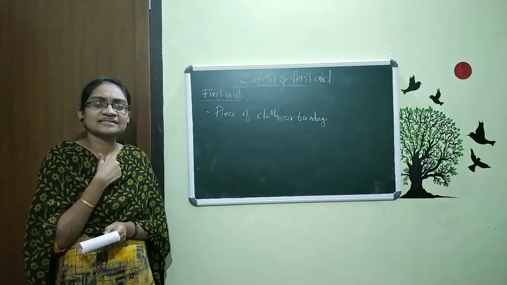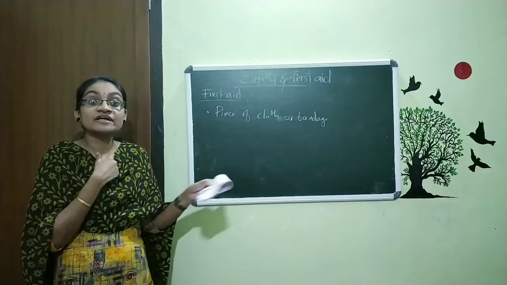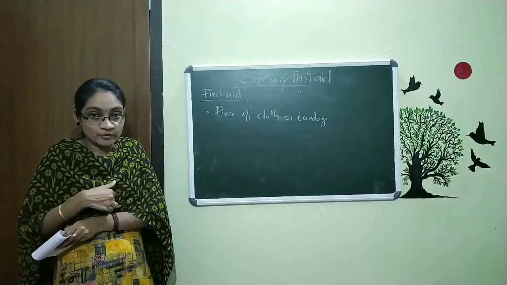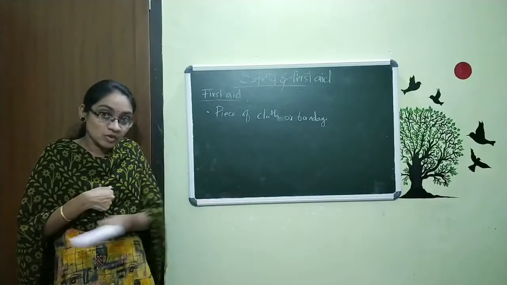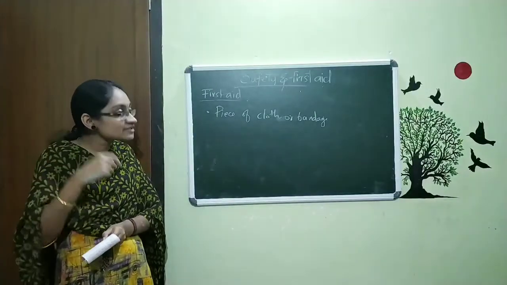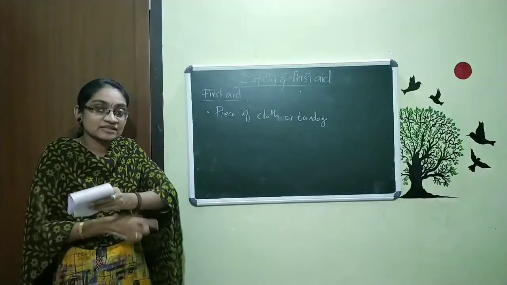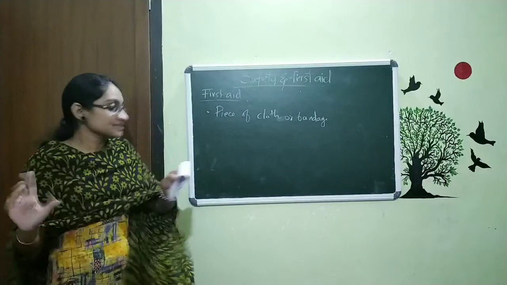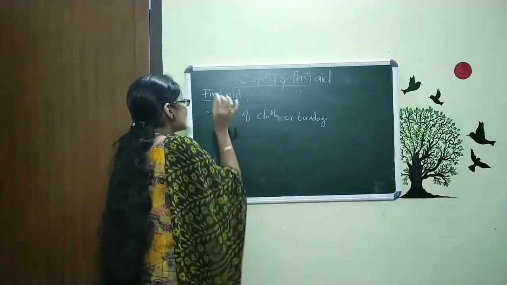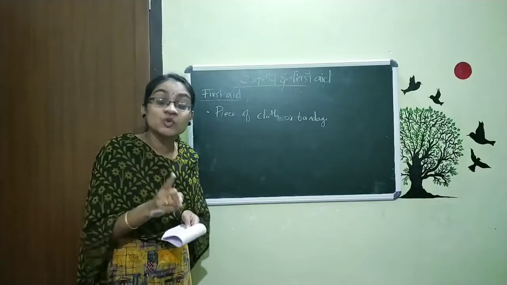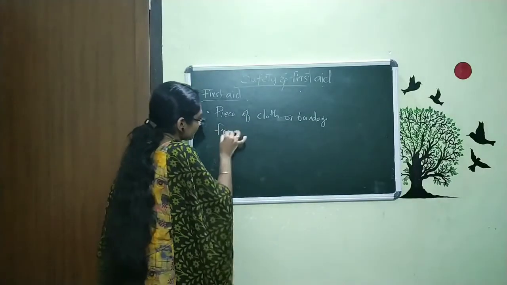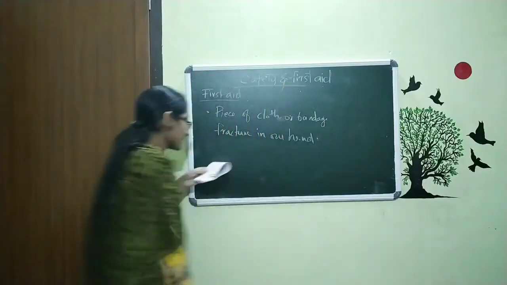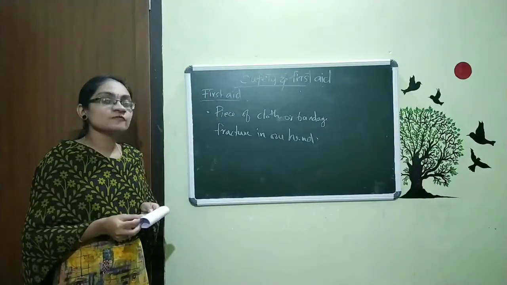Why are we tying it like that? The reason is to prevent the motion of our bone. When we tie it like that, our hand will be close to our body and then the movement will not be possible. That's why we take a piece of cloth or bandage and tie it around our neck. That is the first aid for a fracture in our hand.